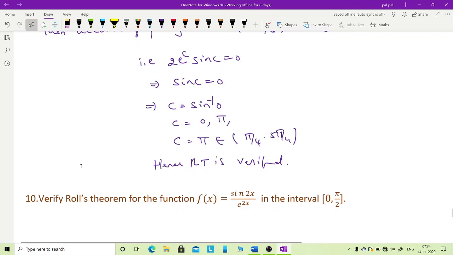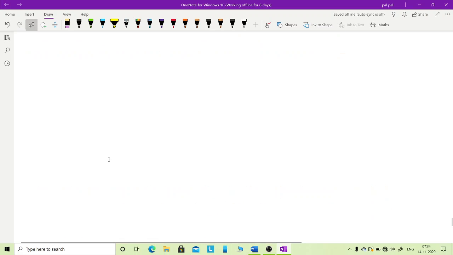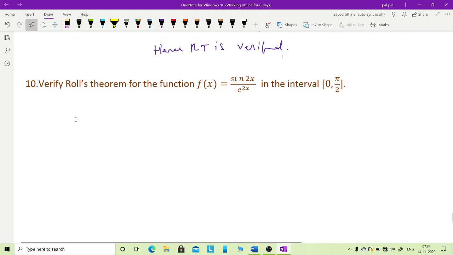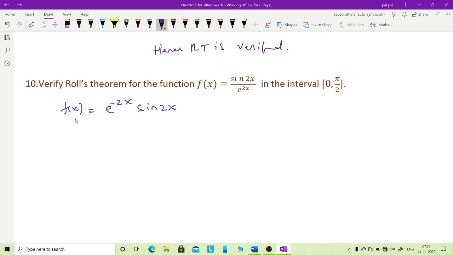Again, consider one more problem on Rolle's theorem. So that is f of x is equal to sin 2x by e to the 2x. Write the given function first. F of x is equal to sin 2x by e to the power 2x. That can be written as e to the power minus 2x into sin 2x. It is defined in the interval 0 to pi by 2.